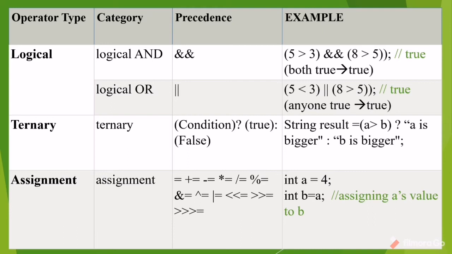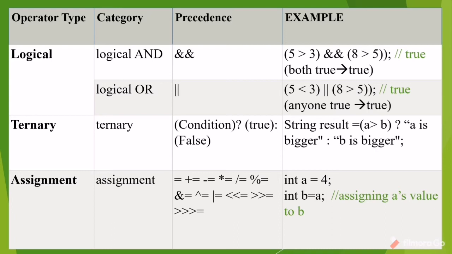Then logical OR, 5 < 3 || 8 > 5. So logical OR, how it works means if any one of the conditions is true then it will give us true. So here 5 less than 3 is false, 8 greater than 5 is true. So one condition is true, so it is giving us true as output.